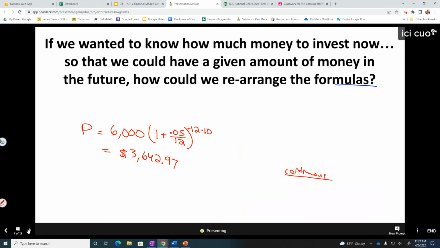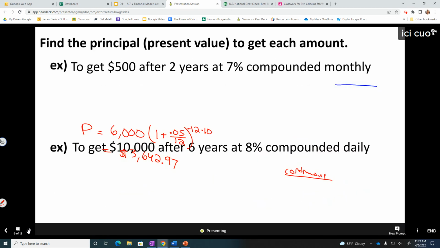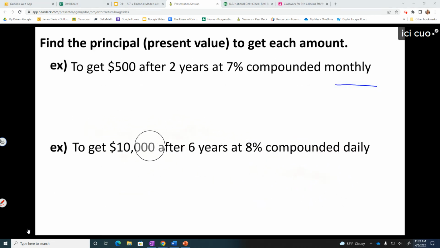All right, let's look at just a couple more real quick, and then I'm going to give you a lot of time to work on the problems for today. Just a couple more using that formula. If we want that $500 in 2 years, and we're going to get 7% compounded monthly, we want to find the present value, because this is our future value. We want how much we want in 2 years, $500.